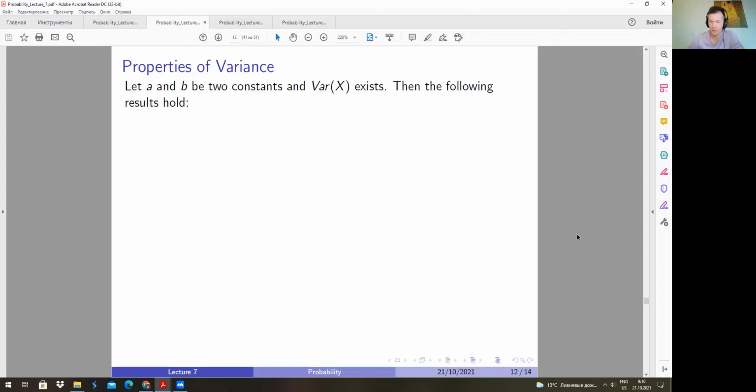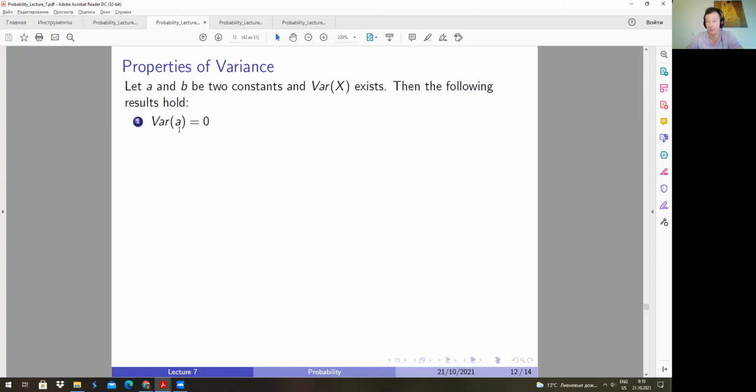So 3 more slides and 5 minutes left. Basically we also have some properties of variance. Please be careful, because properties of variance are very easy to confuse with the properties of expected value, but they're a bit different.